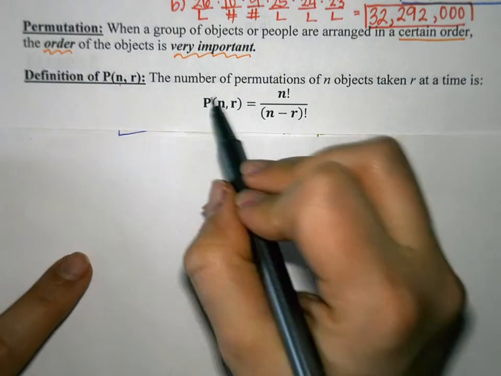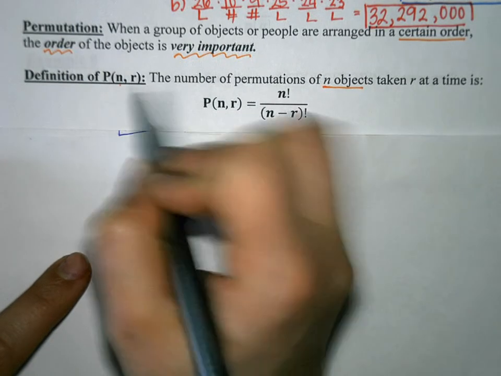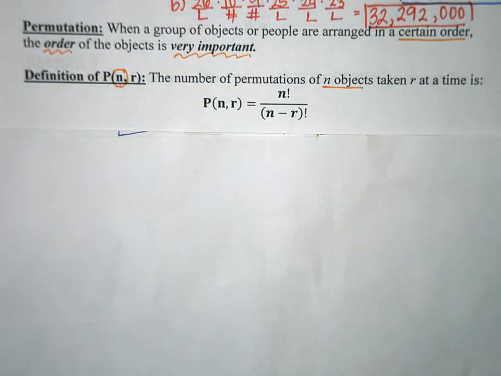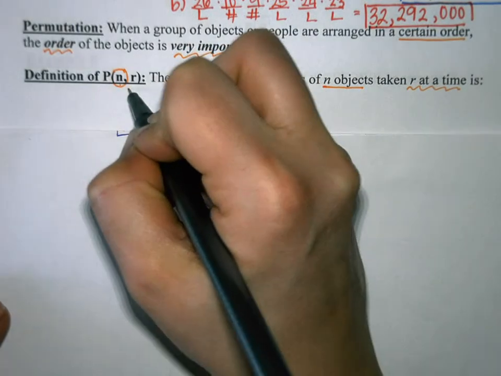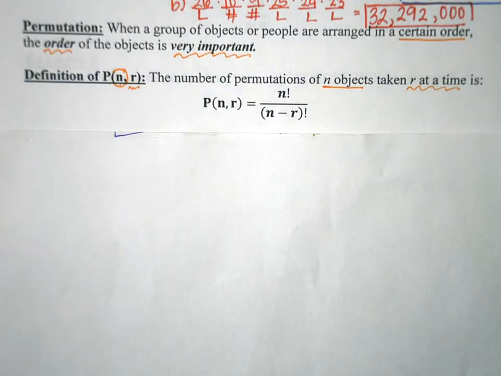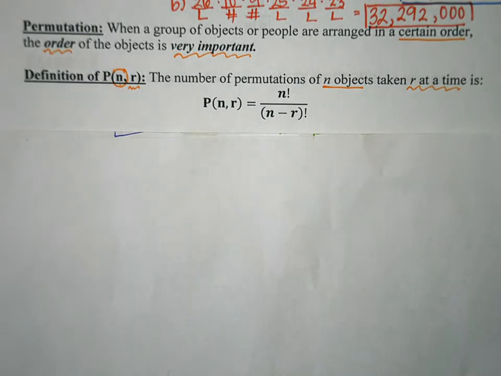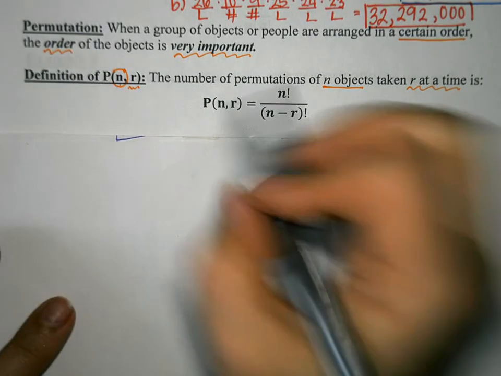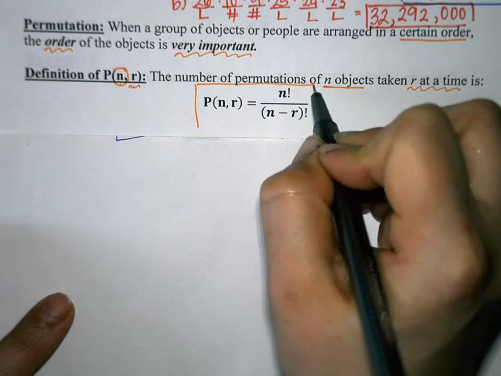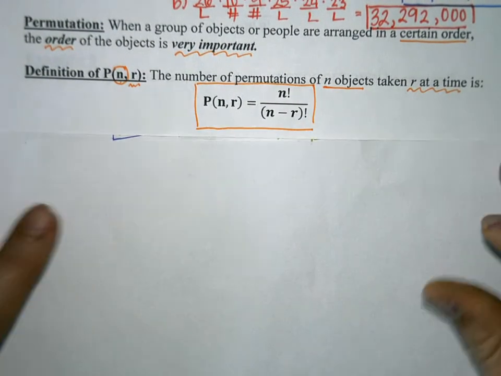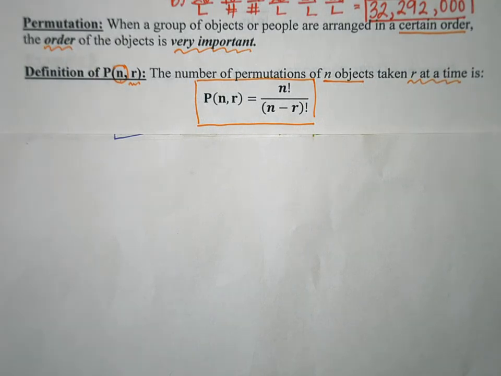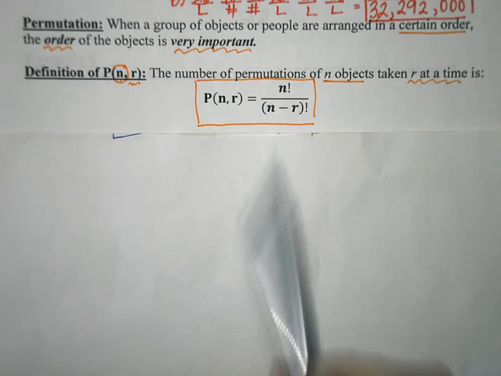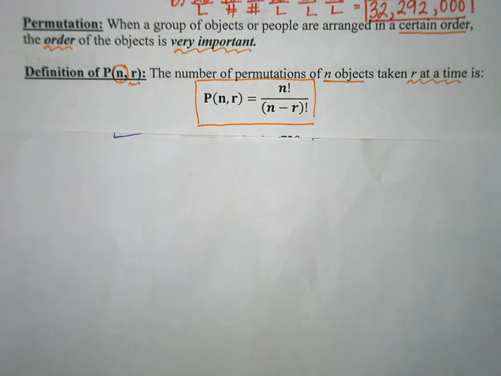So the number of permutations of n objects, so the n is going to be the number of total objects, taken r at a time. So the r is going to be how many you put in a group at each time. And we read this as P of n choose r is n, and this exclamation point is a new operation called factorial, and I'll define that for you in just a second. N factorial over n minus r, and then factorial of that.